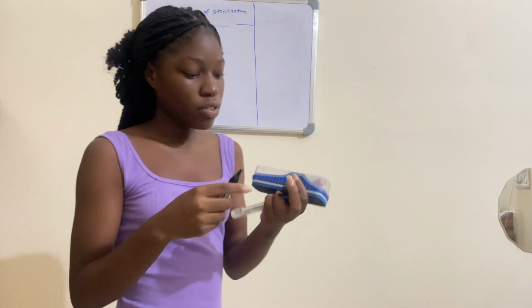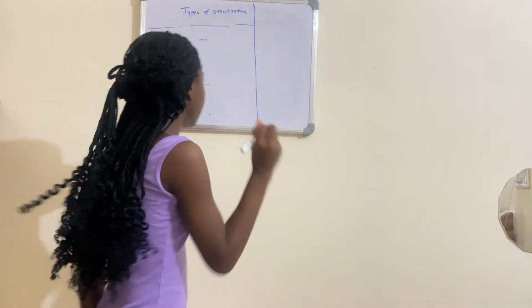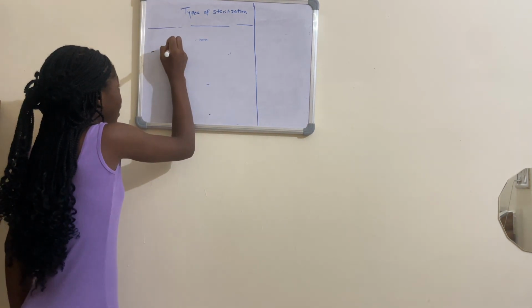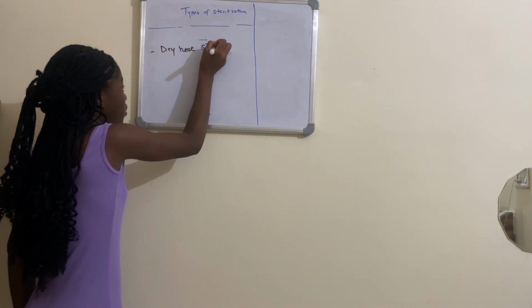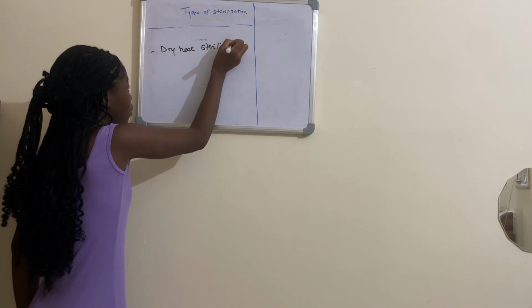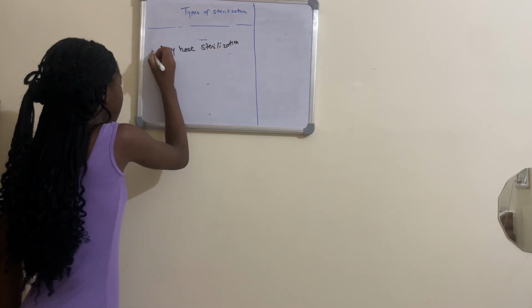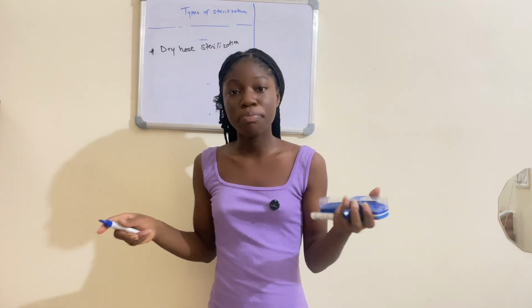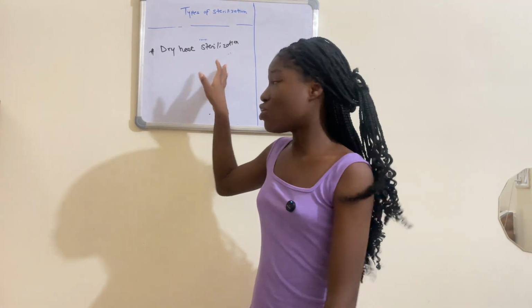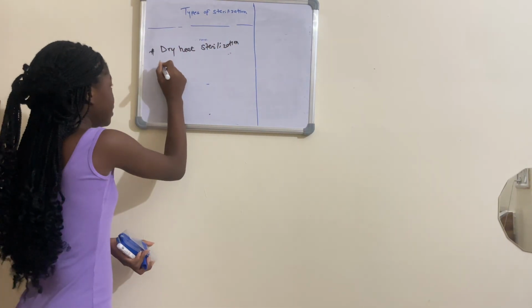Firstly, we have dry heat sterilization. The first type of sterilization is known as dry heat sterilization. And now you might be thinking, what do we do in dry heat? Dry heat sterilization kills microorganisms using something we call oxidation.